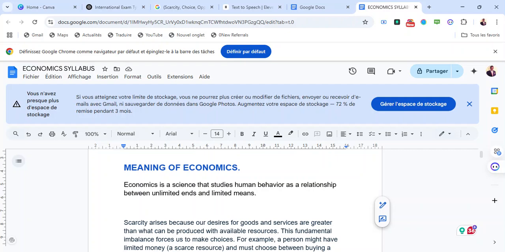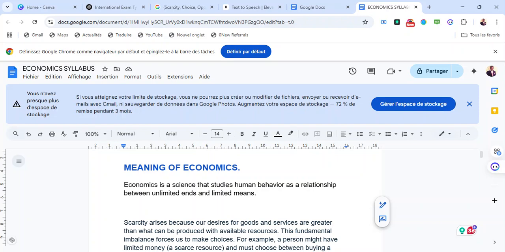So we are going to start right away without wasting time. We're going to be looking at economics, meaning of economics. Today we'll look at the meaning of economics. We're going to look at scarcity. We're going to look at choice, and we're going to look at opportunity cost. So that is what we're going to do today.